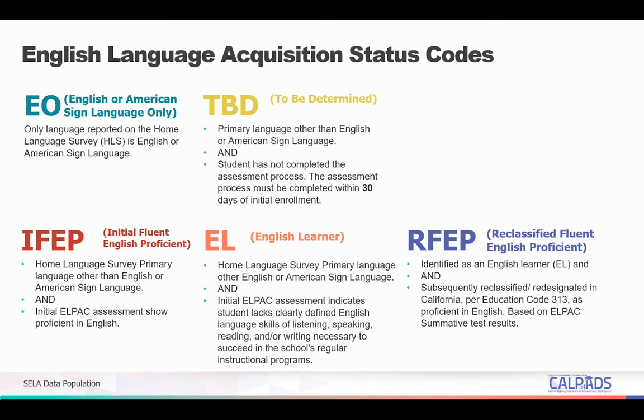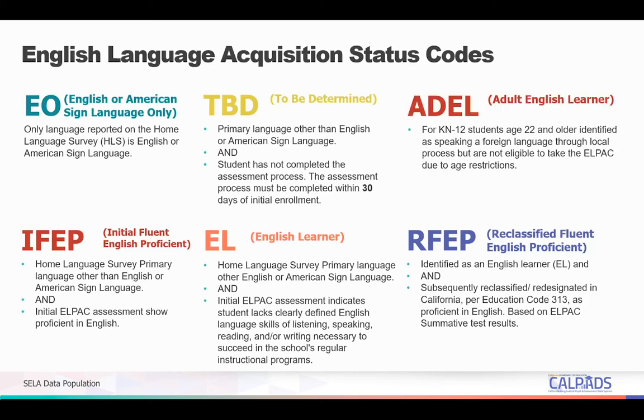Next is the RFEP status, which is the final status an EL must achieve. Once an EL student scores high enough on the LPAC summative test, he or she is then reclassified or redesignated as proficient in English. Otherwise, a student will remain an EL.